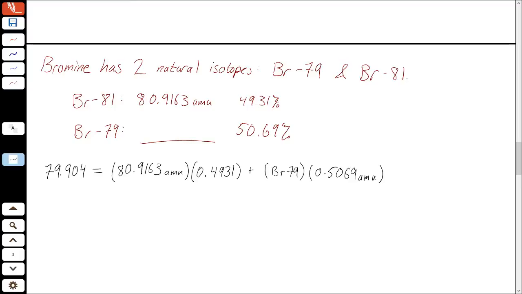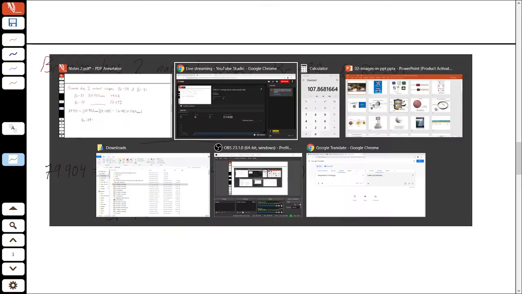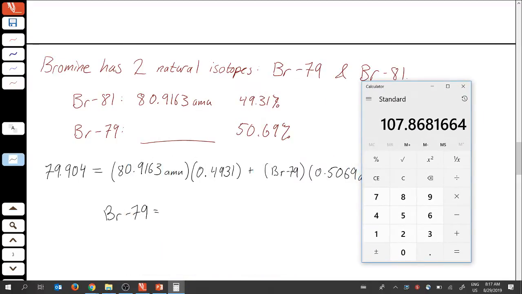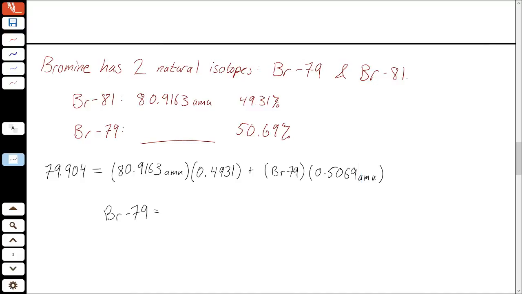All right, so then we can rearrange that equation and solve for bromine 79 and get that its mass is... what'd you get for that one? This will be easier if I just ask somebody. 78.9189. Oh, good. Yep, looks good to me.